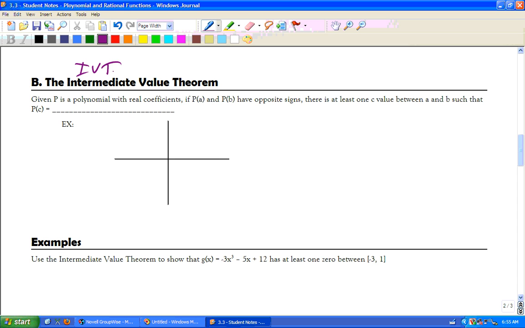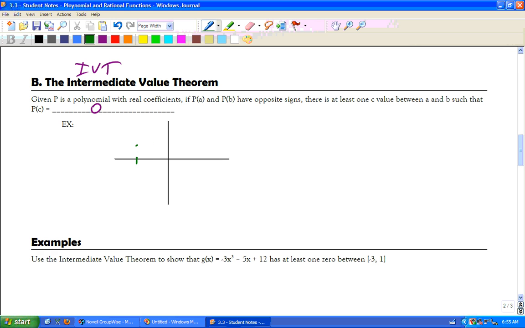What it says is that given P is a polynomial with real coefficients, if P of A and P of B have opposite signs, there's at least one C value between A and B such that P of C equals 0. That's kind of crazy, I know, but it really kind of intuitively makes sense once you get a feel for it. What it's saying is this.